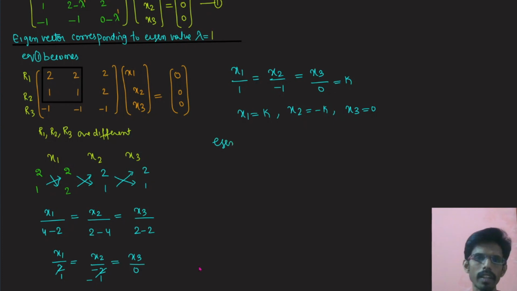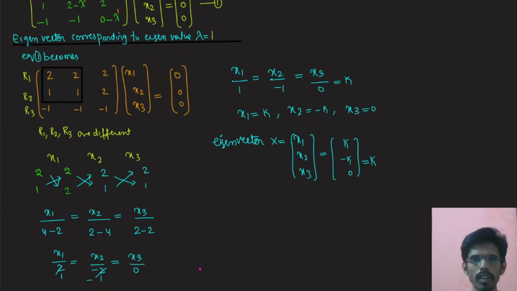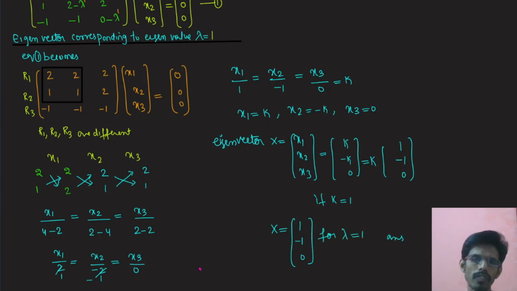So the eigenvector capital X is [x1, x2, x3]. This will be [k, minus k, 0]. Take k common, we have [1, minus 1, 0]. So if k value is 1, then capital X will be [1, minus 1, 0], the eigenvector corresponding to lambda equal to 1. This is the answer for this question.